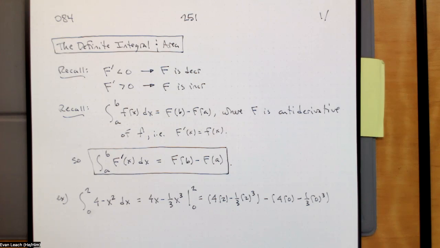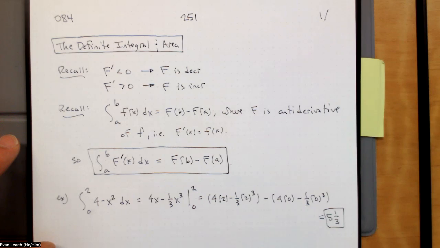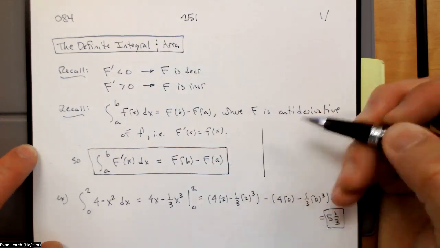So let's review. We integrated from 0 to 2 the function 4 minus x squared dx. We found the antiderivative 4x minus a third x cubed and evaluated from 0 to 2. So there we are doing F at b minus F at a, and we got 5 1/3, if I recall correctly. And we interpreted this by thinking of the graph of the parabola.